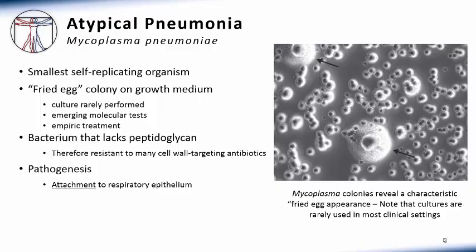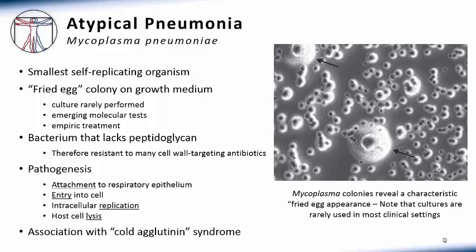How does this organism cause disease? Well, first, Mycoplasma species are able to attach to respiratory epithelial cells by important microbiological cellular structures. Once they attach, they're able to enter into these human cells, where they undergo intracellular replication, eventually leading to host cell lysis. Now, again, one of the most important historical features of Mycoplasma pneumoniae is it's associated with what's referred to as a cold agglutinin syndrome.